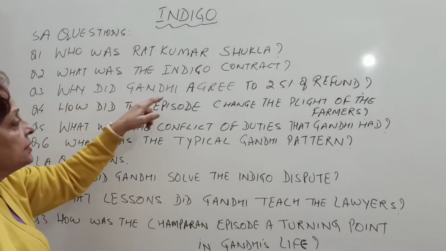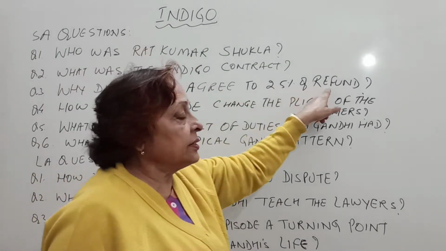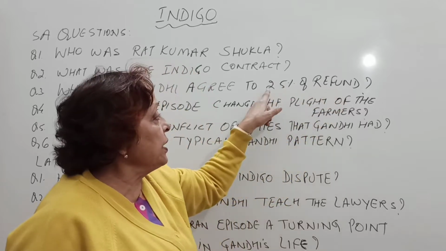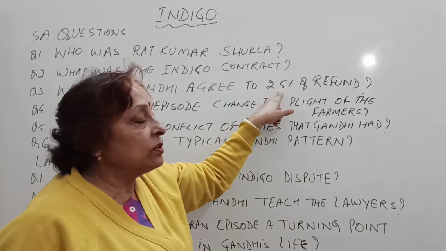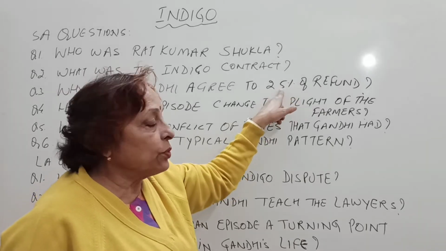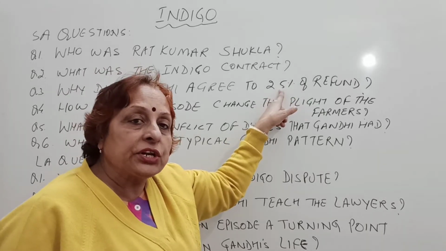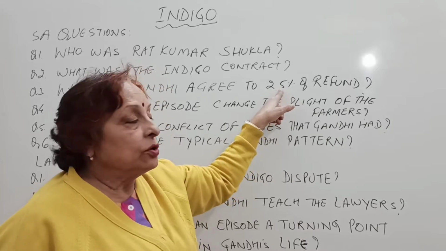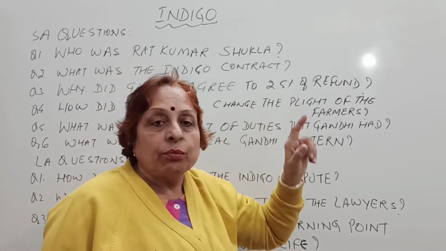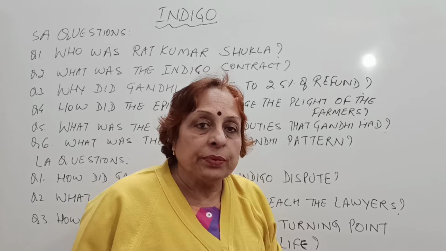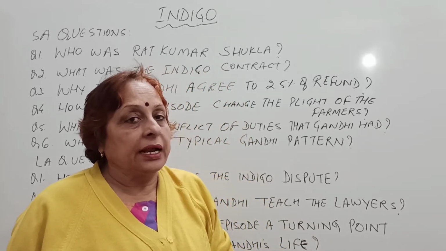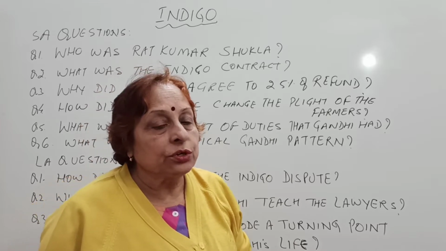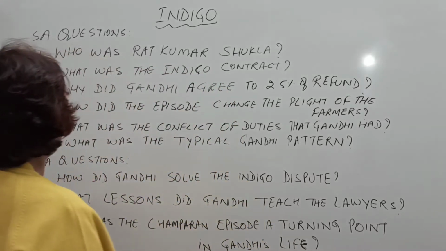Third, why did Gandhi agree to 25% of refund? Gandhi agreed to 25% of refund because he said that the amount of money was not important. What was important was that the British landlords had surrendered not only a part of their money but also a part of their prestige. They had accepted their mistake and now they were proved wrong on their own foot.